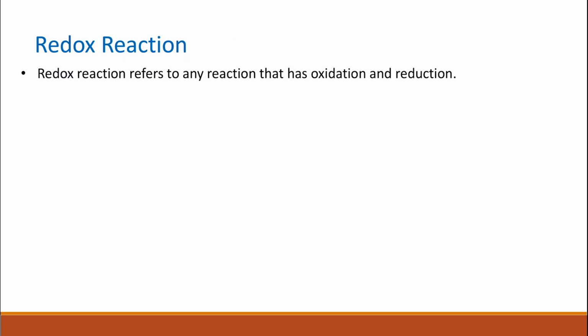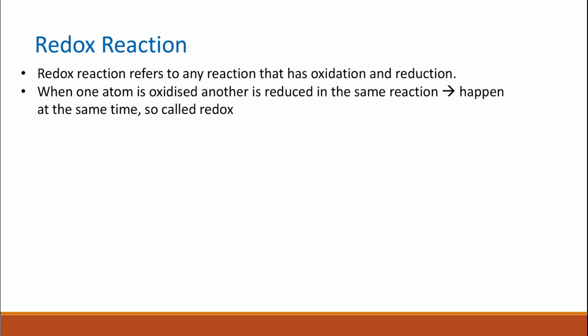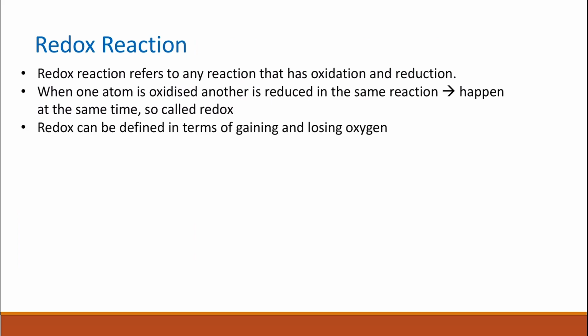So why do we call them redox? Because redox means oxidation and reduction at the same time. Actually, a redox reaction refers to any reaction that has oxidation and reduction, and oxidation and reduction take place at the same time. So when one atom is oxidized, another will be reduced in the exact same reaction. So both will take place in the same reaction. This is why it's called a redox.